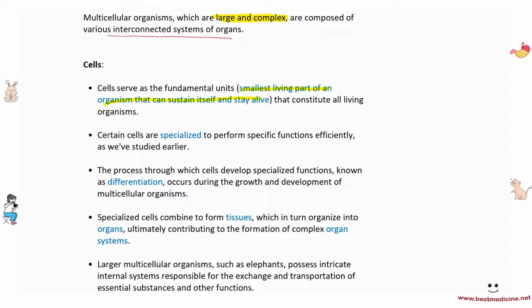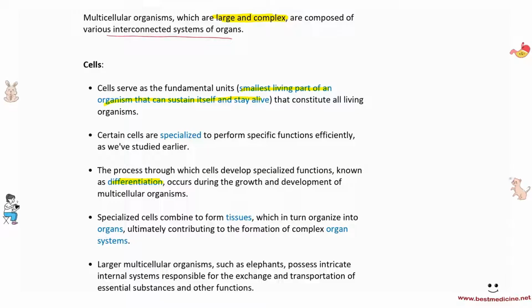Now, cells can become specialized to perform specific functions. For example, muscle cells, sperm cells, root hair cells, xylem cells, right? And the process through which cells develop specialized functions is known as differentiation, which we've already done. Remember, differentiation was the sequential turning on and off of genes to produce specialized cells. So specialized cells can combine to form different tissues.